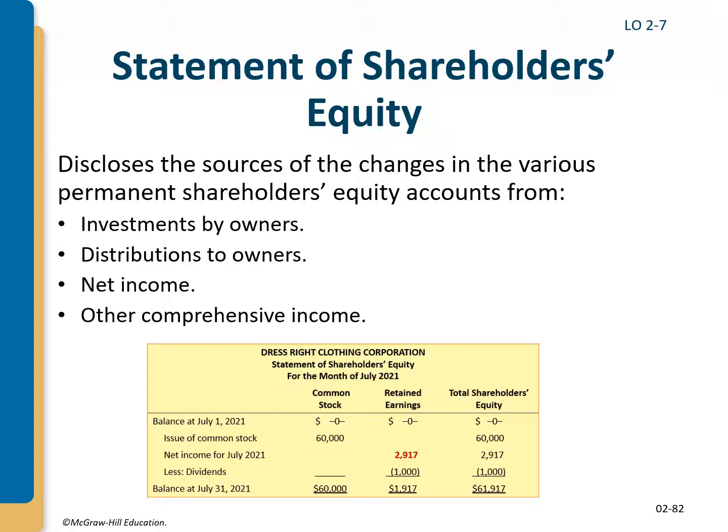How did retained earnings change? Well, there was net income for July, so we will show that as positive, but the company paid dividends, so it decreased retained earnings. So we labeled them as such and net those two together. The final balance at July 31st should agree to the amount on your adjusted trial balance. Common stock is 60, retained earnings 1917. The final column just takes those amounts all together. So total shareholders' equity is $61,917.